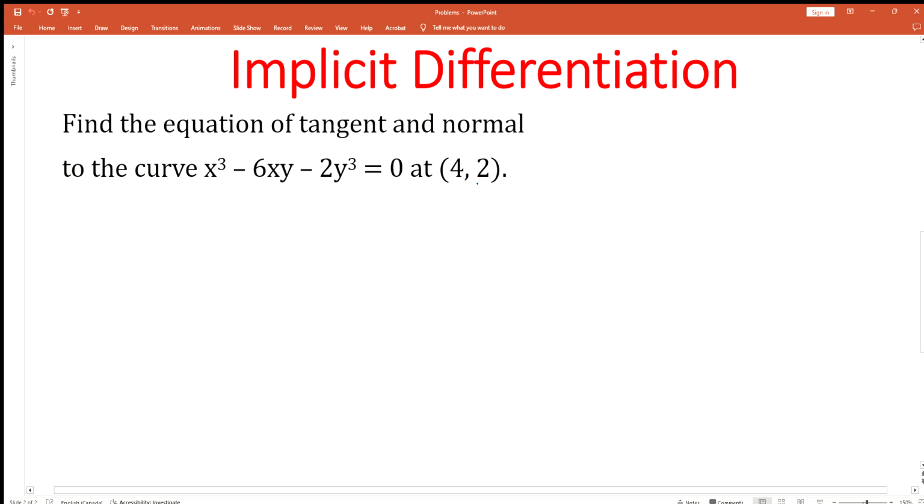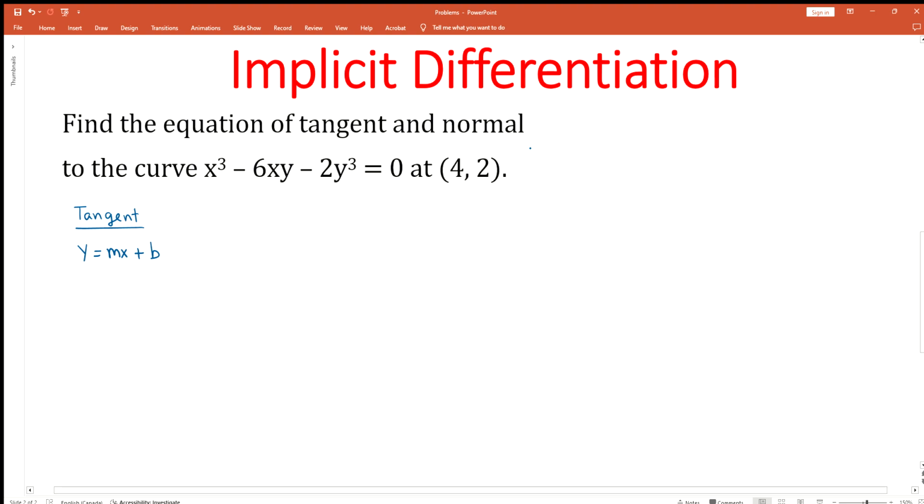Let's start with the equation of tangent. The equation of a straight line in slope-intercept form is y equals mx plus b. The first step is to find the slope of the tangent line. For that, we should find dy over dx for the given curve equation, because dy over dx represents the slope of the tangent to the curve.